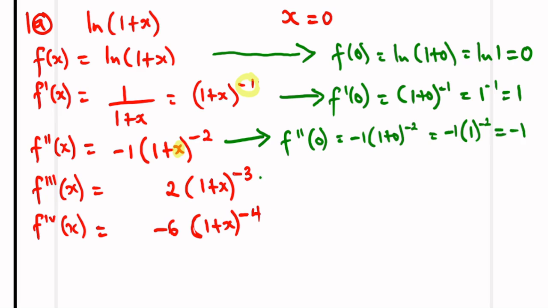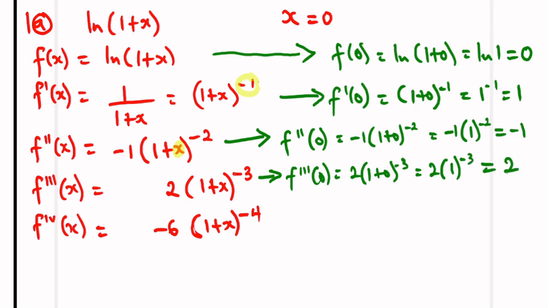Now to the third derivative, when x is 0, we'll have f triple prime of 0 is equal to 2 times (1 plus 0) raised to the power minus 3. This is equal to 2 times 1 raised to the power minus 3. 1 raised to the power minus 3 is 1, times 2 will have the value 2.